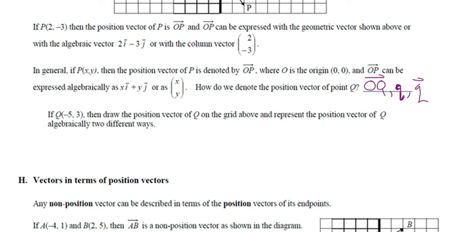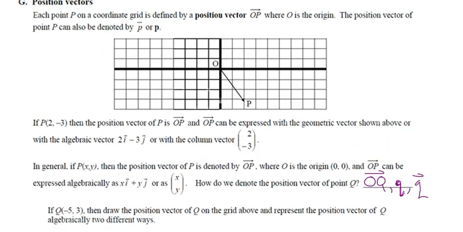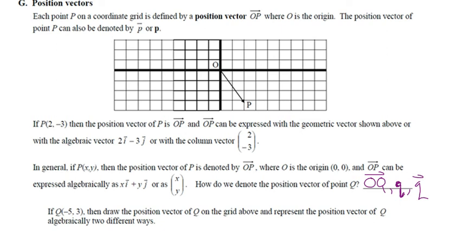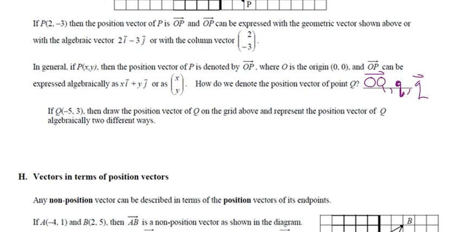If Q is at (-5, 3), then draw the position vector of Q on the grid above. So, where do we go? The arrows are so small on this. Maybe I should draw my arrows like this. Okay. So we simply go to the point (-5, 3). We represent the position vector geometrically. Now we want to do it algebraically in 2 different ways. What would they be?